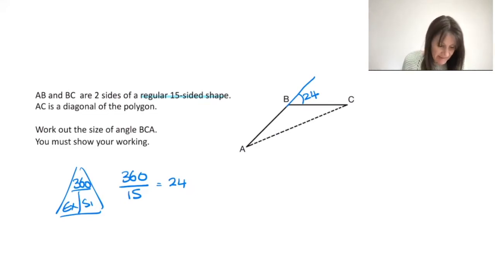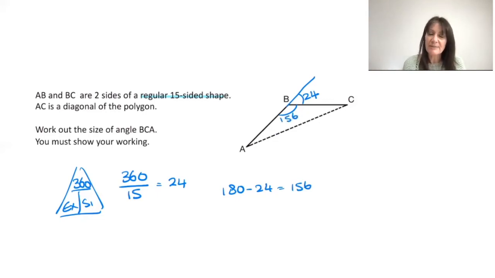So if that is 24, I can also work out the inside really, really easily because it's on a straight line. So 180 take away 24 is 156. And if I'm honest, I haven't read the rest of the question yet. I get so into the fact that I've written that word regular that I just do whatever I can with it before I read the rest of the question, okay? Because nothing I've done can possibly be wrong. It might not answer the question, it might not help answer the question, but it's not wrong.